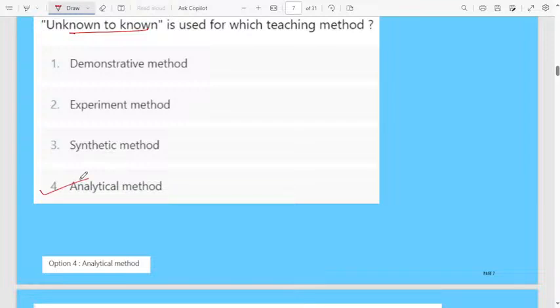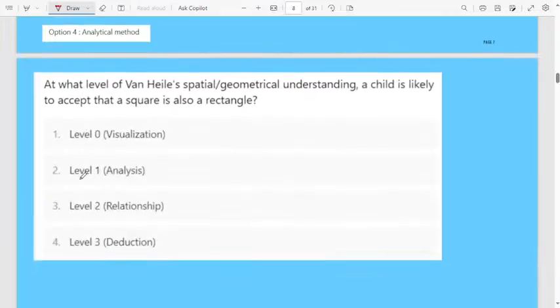Analytical method. In that method, we will go from unknown to known, we will derive and come to know from unknown to known. Next question.